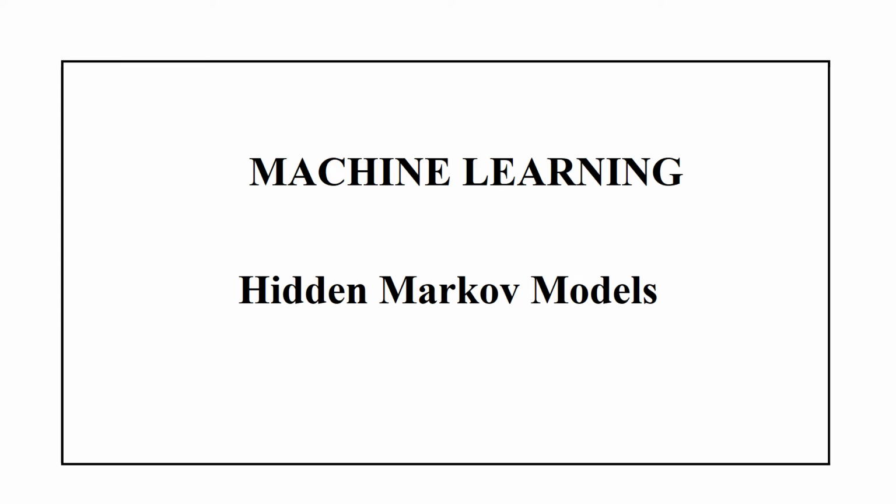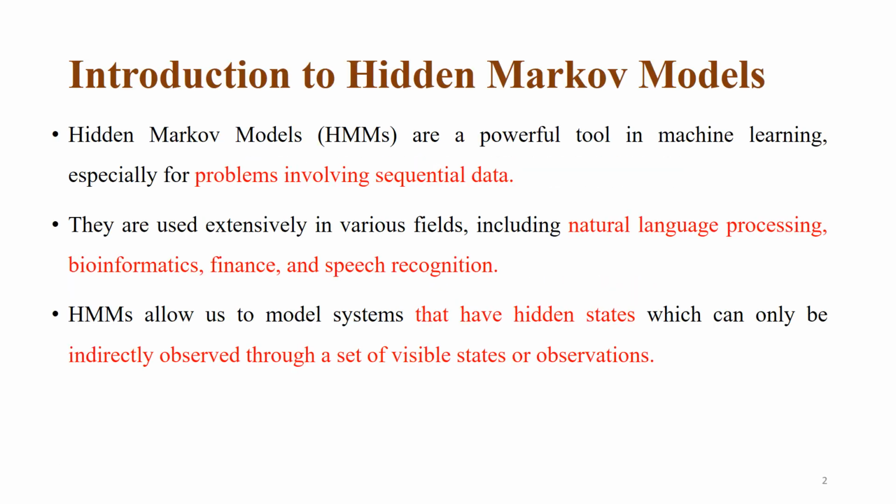Hello everyone. In this video, we are going to learn about hidden Markov models. Hidden Markov models are a powerful tool in ML, especially used for problems involving sequential data. They are used in various fields including NLP, bioinformatics, finance, and speech recognition. They allow us to model systems that have hidden states which can only be indirectly observed through a set of visible states or observations.